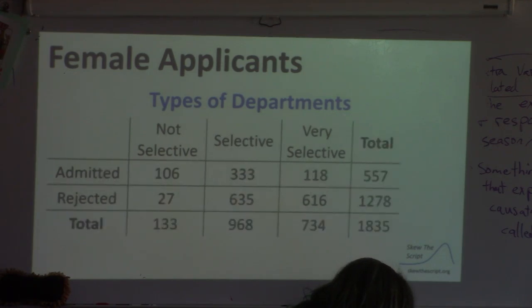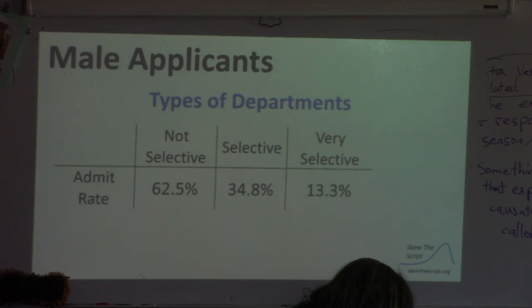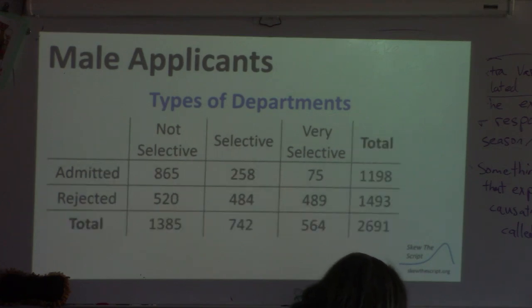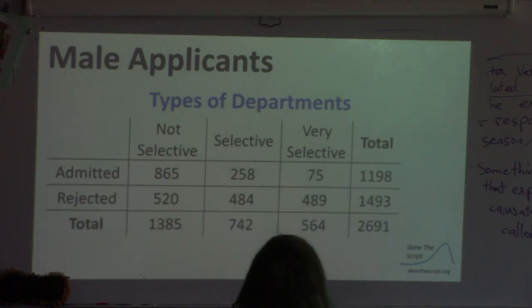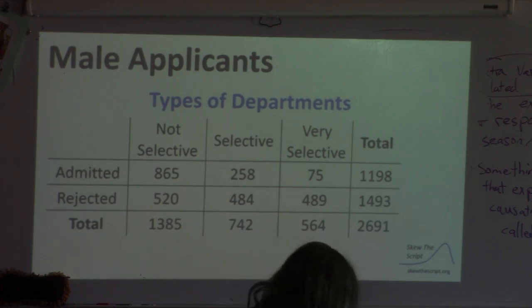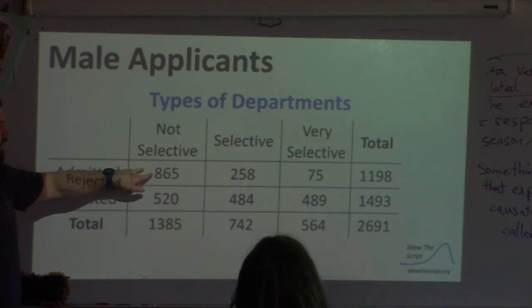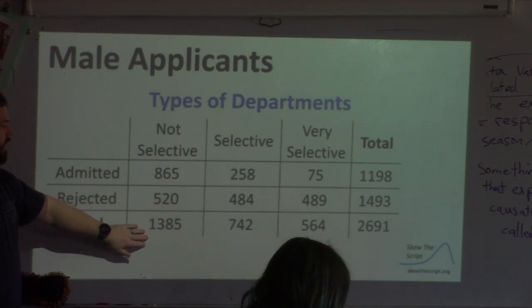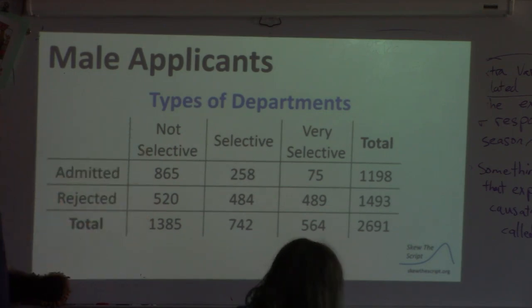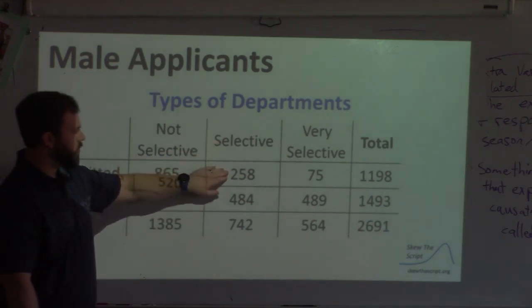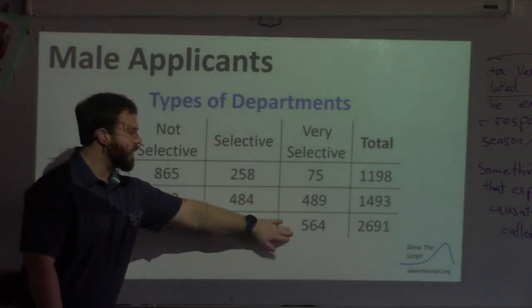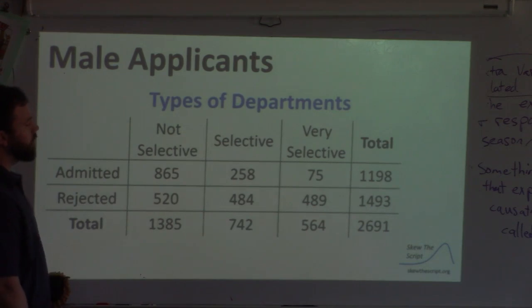And so here, sorry, that was male applicants. I was like, that's not right, 100%. There we go. That was just the male applicants. So the male applicants, 865 were admitted out of 1385. A lot of them applied to not very selective departments. 258 out of 742, 75 out of 564 for all of the males.